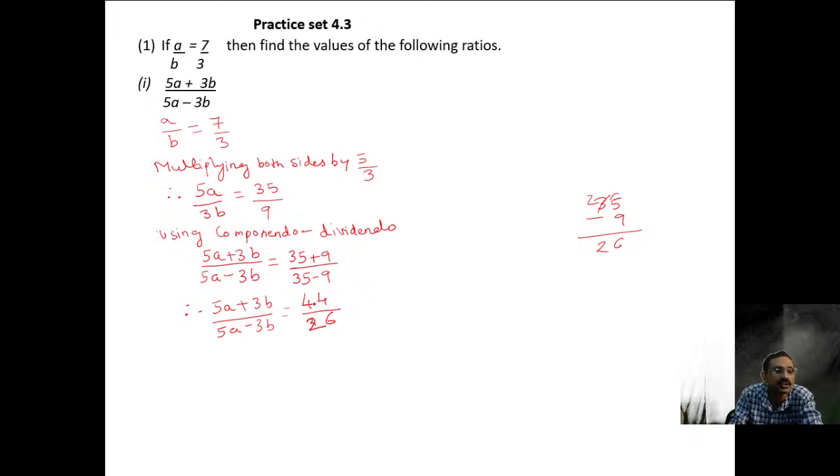Can I reduce this? If I want to reduce this 44 upon 26, I can reduce it further. To reduce it further, can I use any table over here? Just see 44 and 26. So 2 twos are 4, 2 twos are 4, 2 ones are 2, 2 thirteens are 26. Therefore, 5a plus 3b upon 5a minus 3b is equal to 22 upon 13. So we got the value as 22 upon 13.